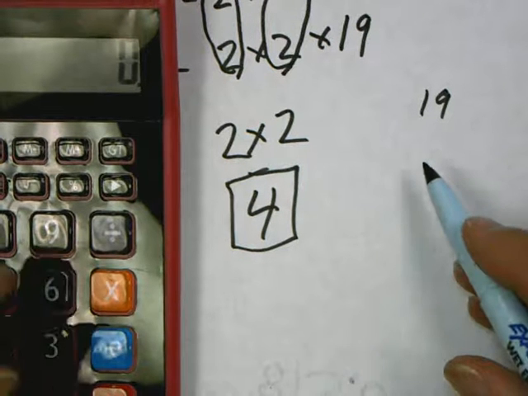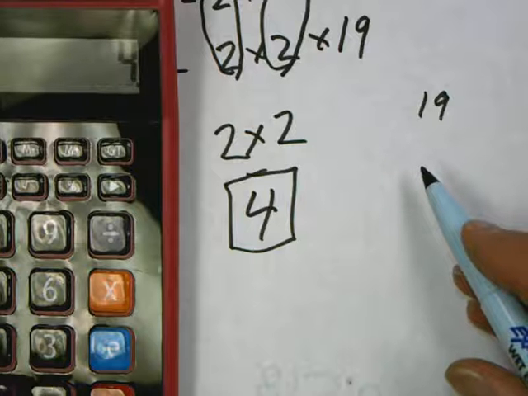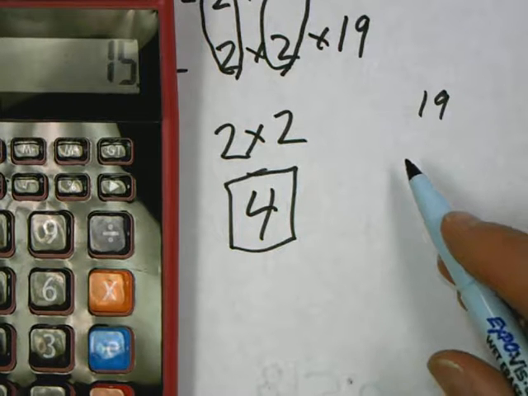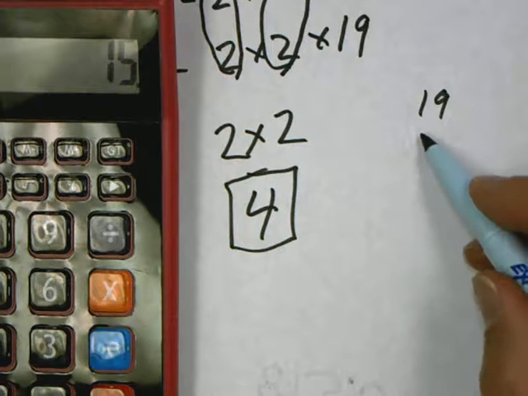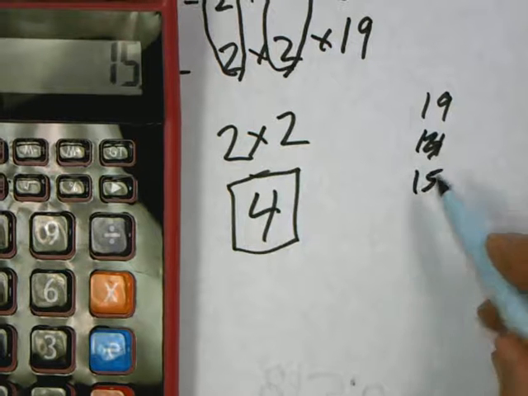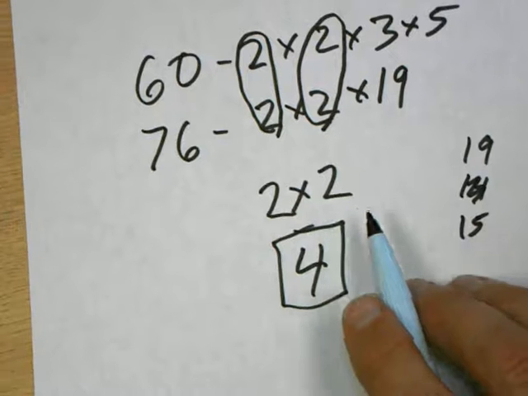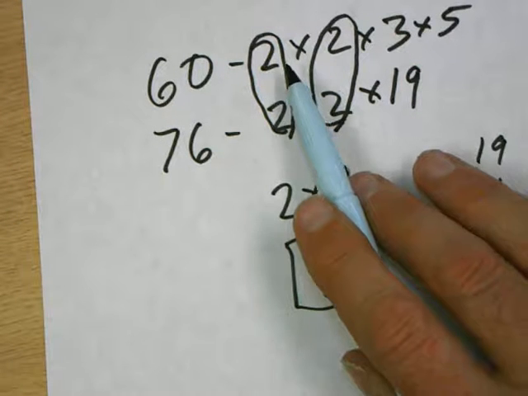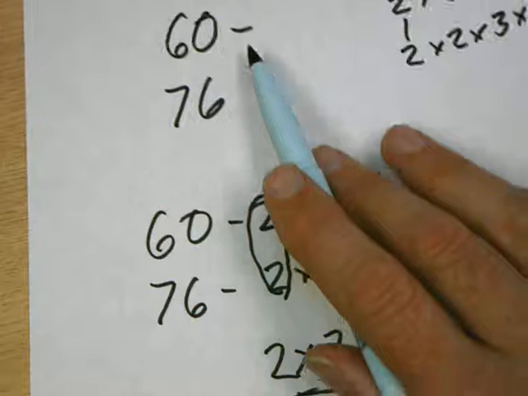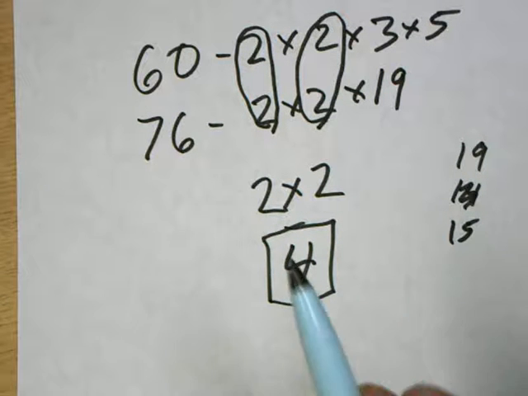And for 60 divided by 4, it's going to be 15, I believe. 15 is right. So each bunch is going to have 15 roses and 19 daisies. So for a total of 60 roses and 76 daisies, 4 bunches.